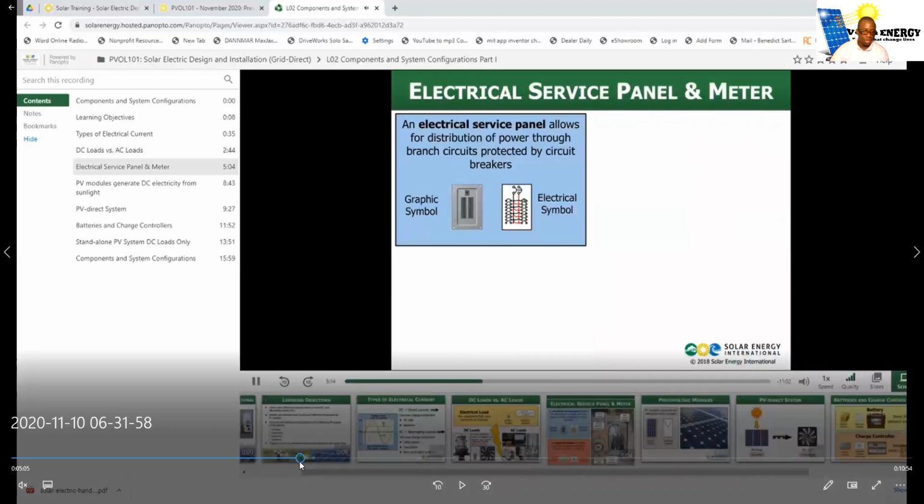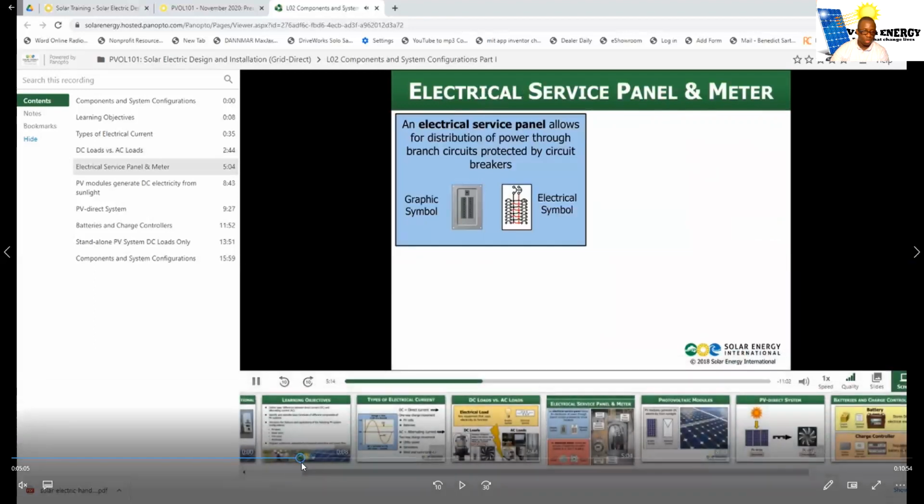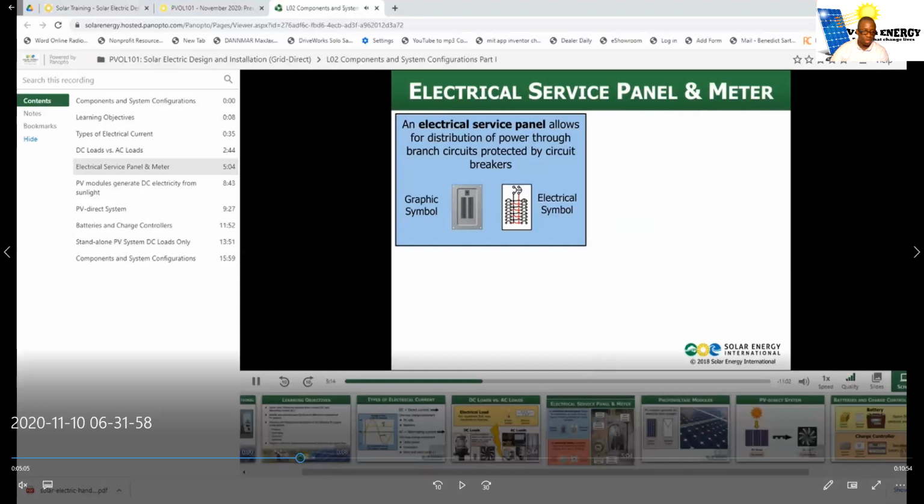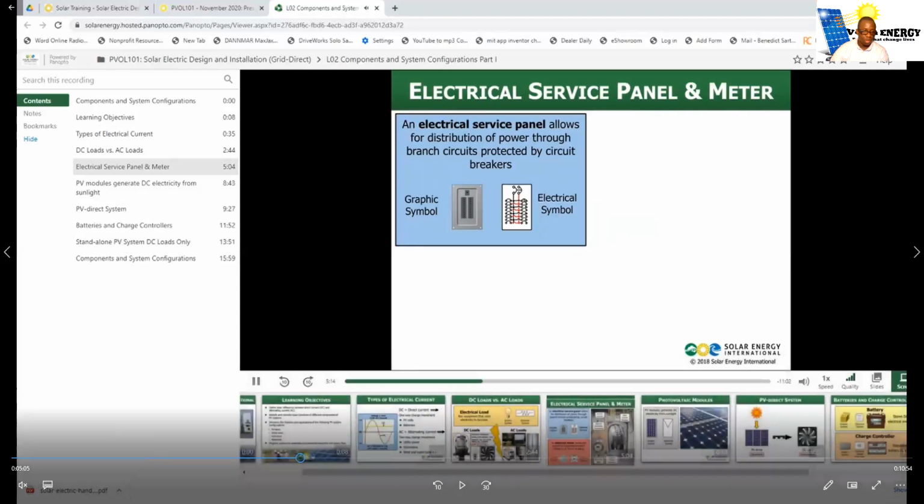All right, electrical service panel and meter. I'm going to read a little bit. Any equipment that uses electricity to function, from a light bulb to a water pump, a refrigerator, is called an electrical load. I'm going to share this with you. It's called an electrical load.